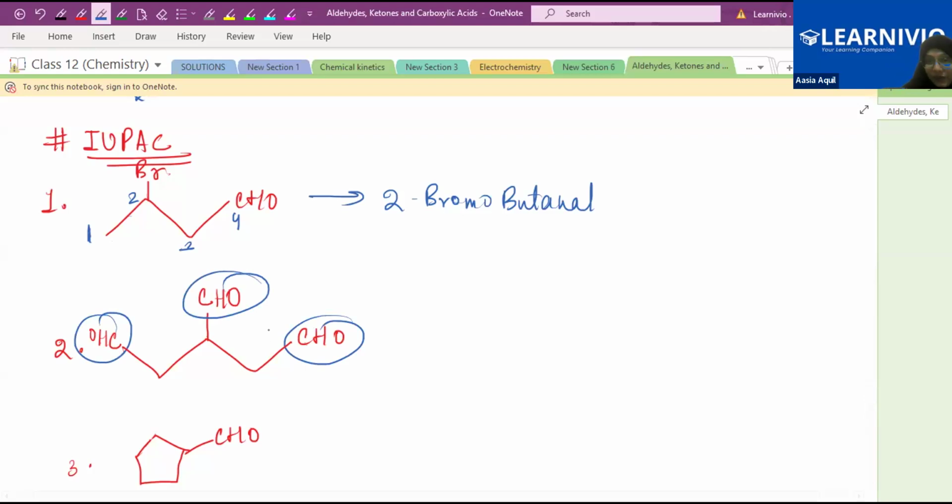Okay, so how will you write the name? So what will the parent chain be? The parent chain is this, not the carbon. Those 2 carbons you will exclude from the parent chain. Is it clear?